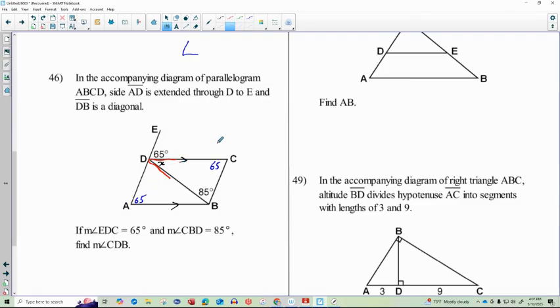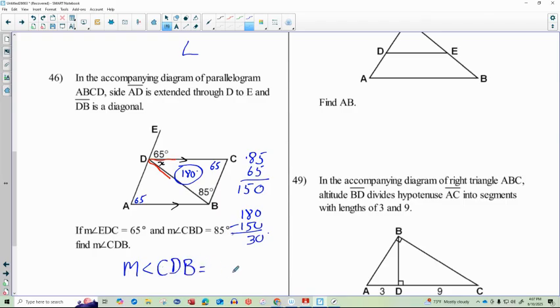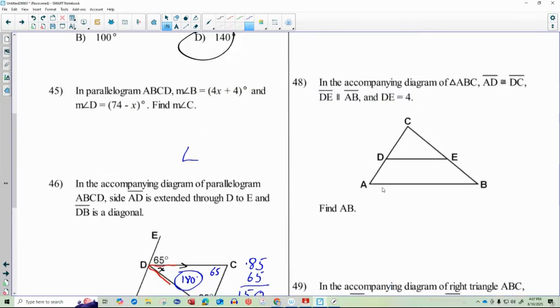And this is a triangle, and I know a triangle always has to add up to 180 degrees. So I'm going to take my 85 and add it to my 65, and I get 150. And then I subtract that from 180, and I get 30 degrees. The measure of angle CDB is equal to 30 degrees. Just a little puzzle.